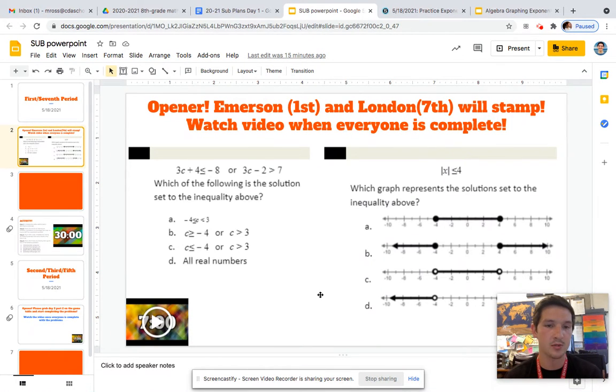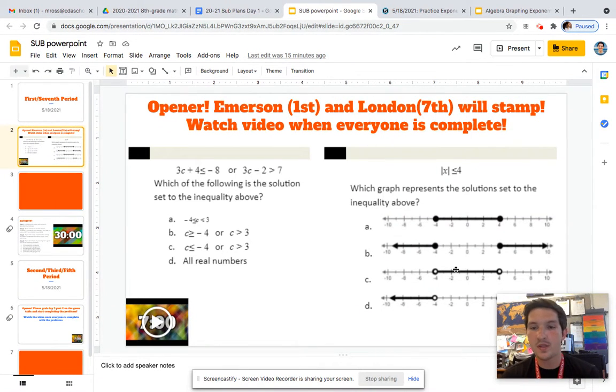3c plus 4 is less than or equal to -8. We're going to subtract 4 on both sides. And so now we're looking at 3c is less than or equal to -12. And then you're going to divide by 3. And so our answer right off the bat is c is less than or equal to -4. We don't even have to solve the other side because we can figure out that it has to be c is greater than 3.